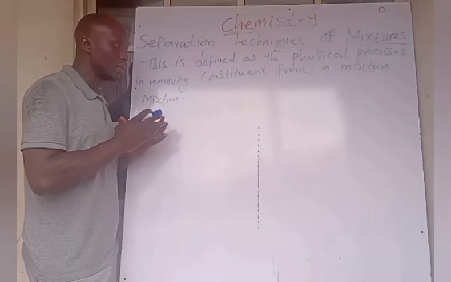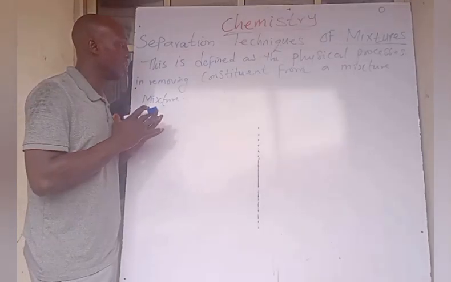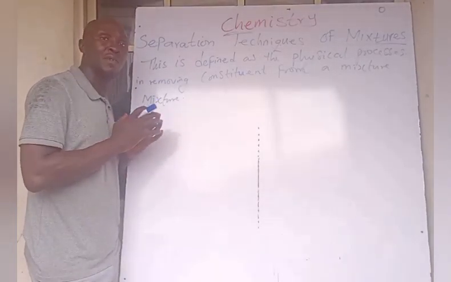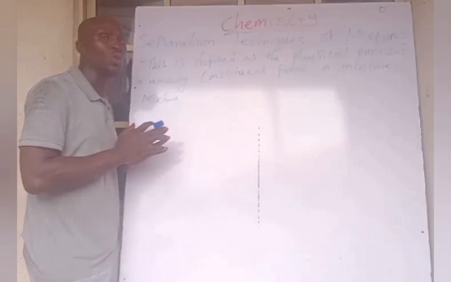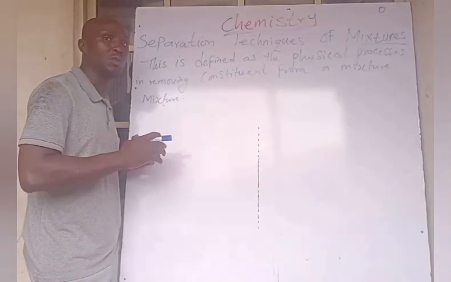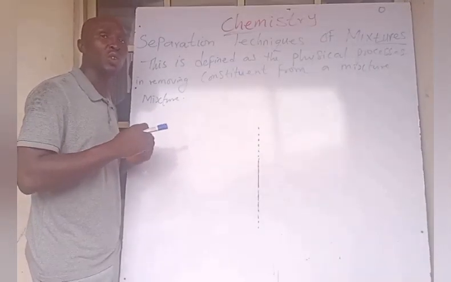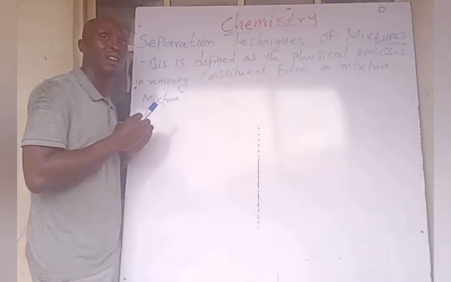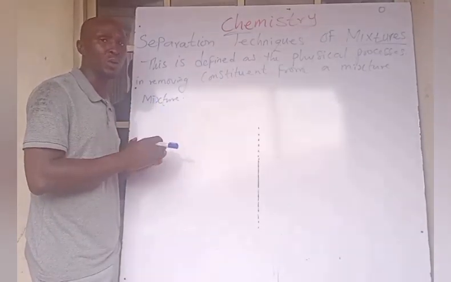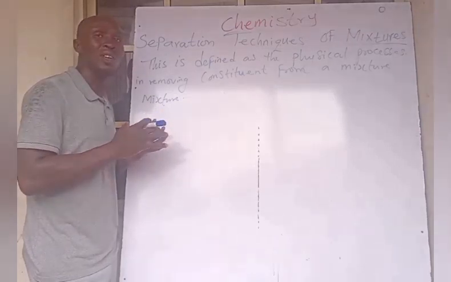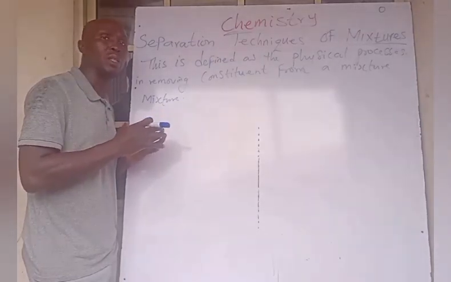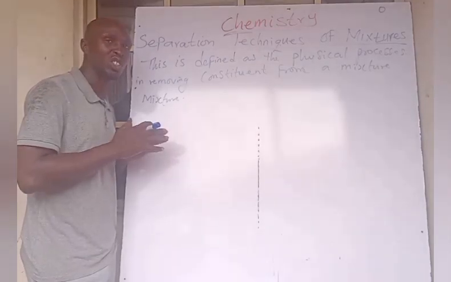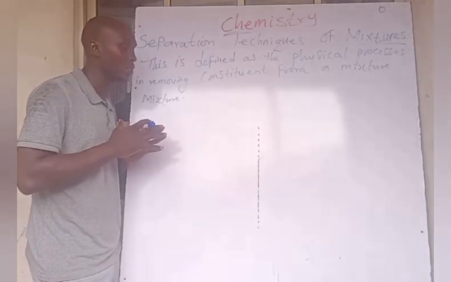Now, in a mixture, you get to understand that the constituents still retain their physical and chemical properties. So sometimes it may be very useful for a constituent to be separated and used for different purposes. That is the reason why we have to employ different methods of separating these mixtures or recovering these constituents.